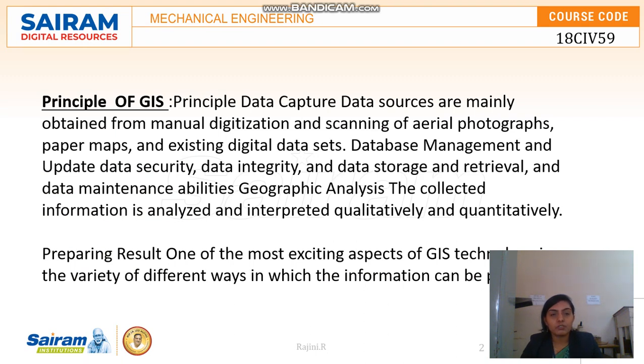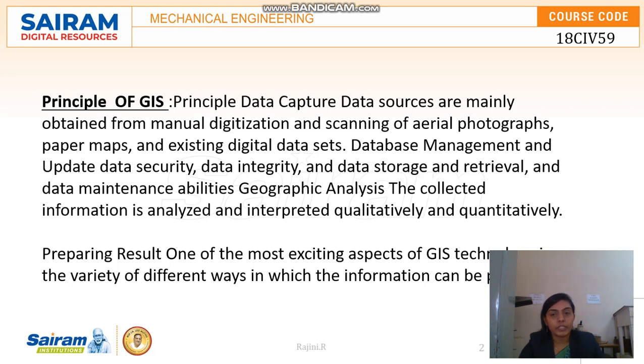The first one is the principles of GIS. Preparing the result is one of the most exciting aspects of GIS technology, and also the variety of different ways in which the information can be presented. Then there is database management, the update, data security, integrity, data storage and data maintenance abilities, and geographic analysis, where the collected information is analyzed and interpreted qualitatively and quantitatively.